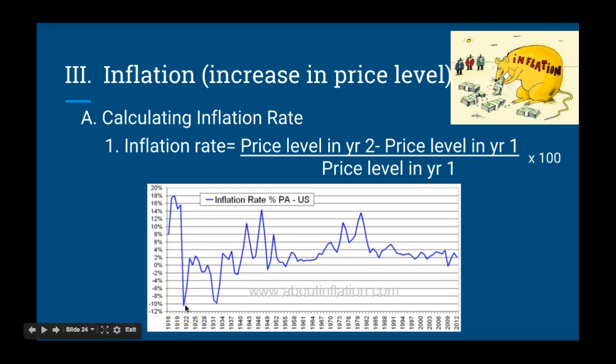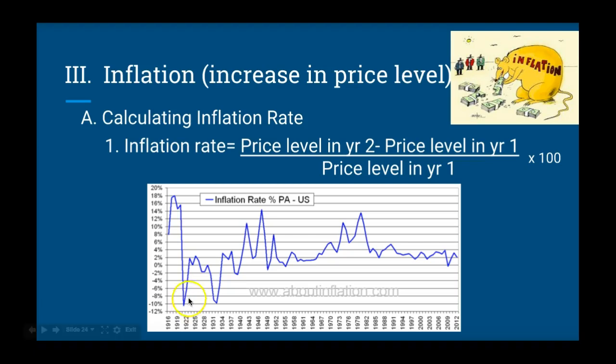How is that possible? If you have negative inflation, that means you have deflation. The prices are actually dropping, which is not a good thing either. Because if prices are dropping and you have a loan, it's going to negatively affect those people paying back the loan, because now you're paying back the loan with money that is worth more. So deflation isn't a good thing either.